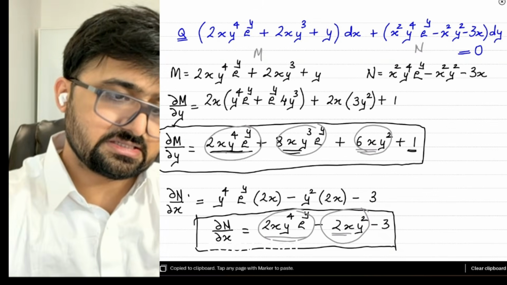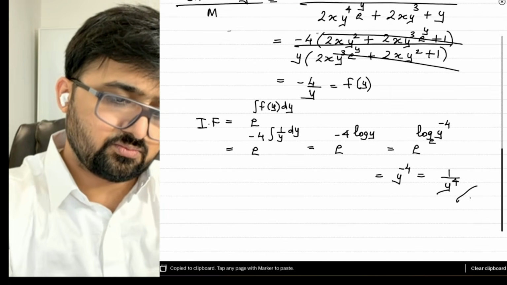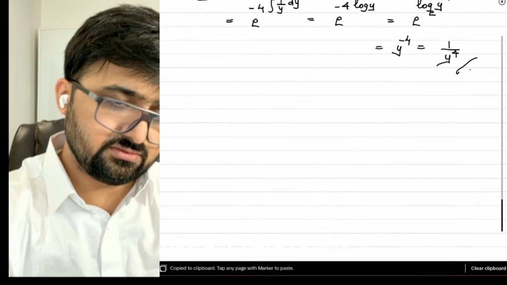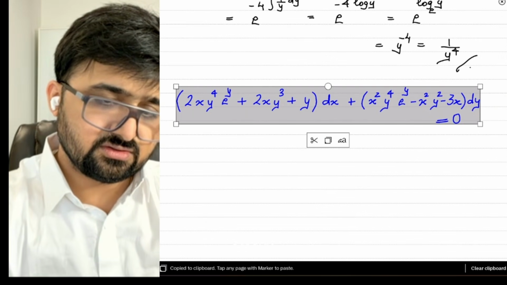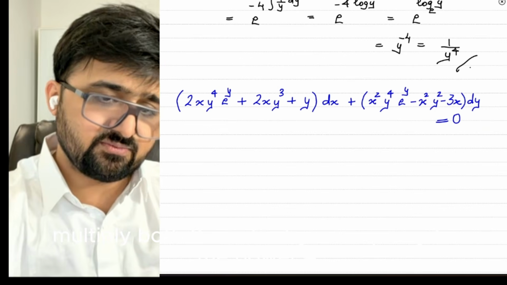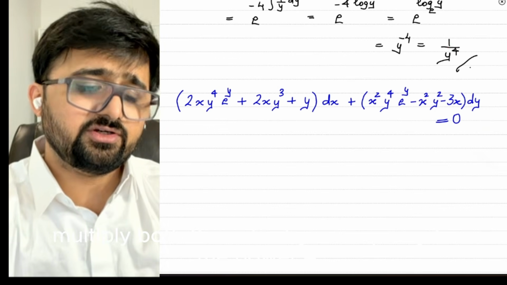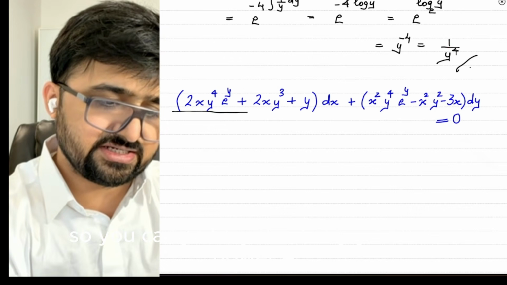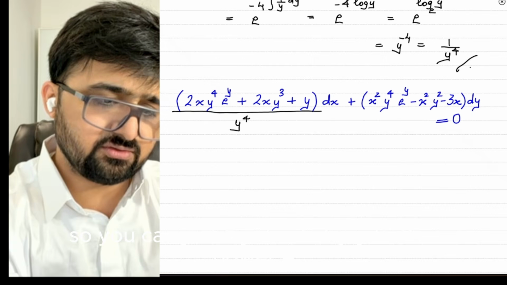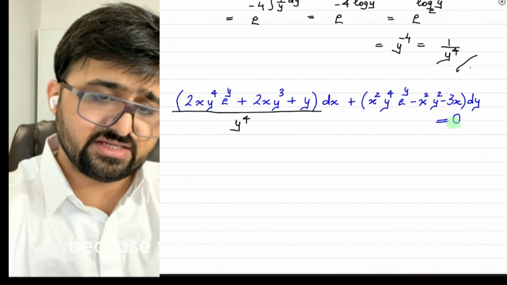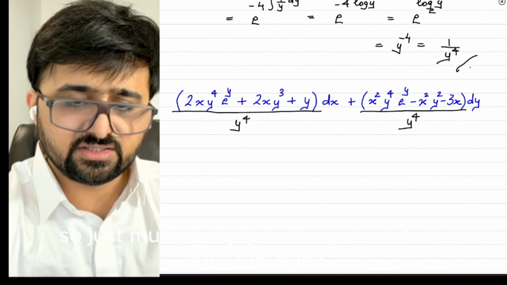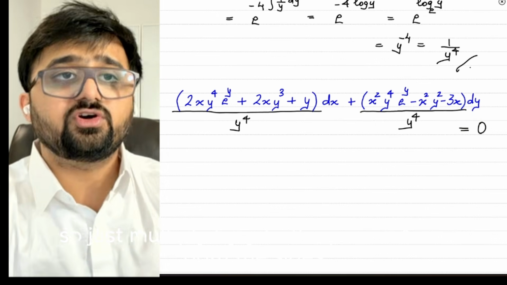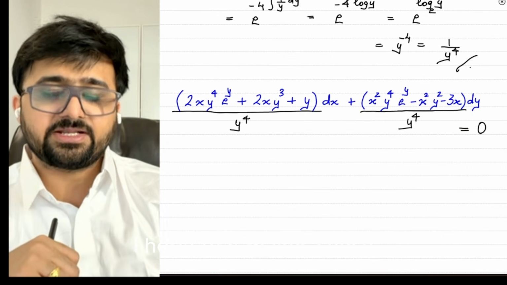Copy that, paste it here down, paste it here. Now multiply both the sides by 1 upon y to the power 4. So you can just write divide by y to the power 4, because you are basically multiplying the integrating factor on both the sides. So just multiply by y to the power 4 on both the sides. I hope that makes sense.